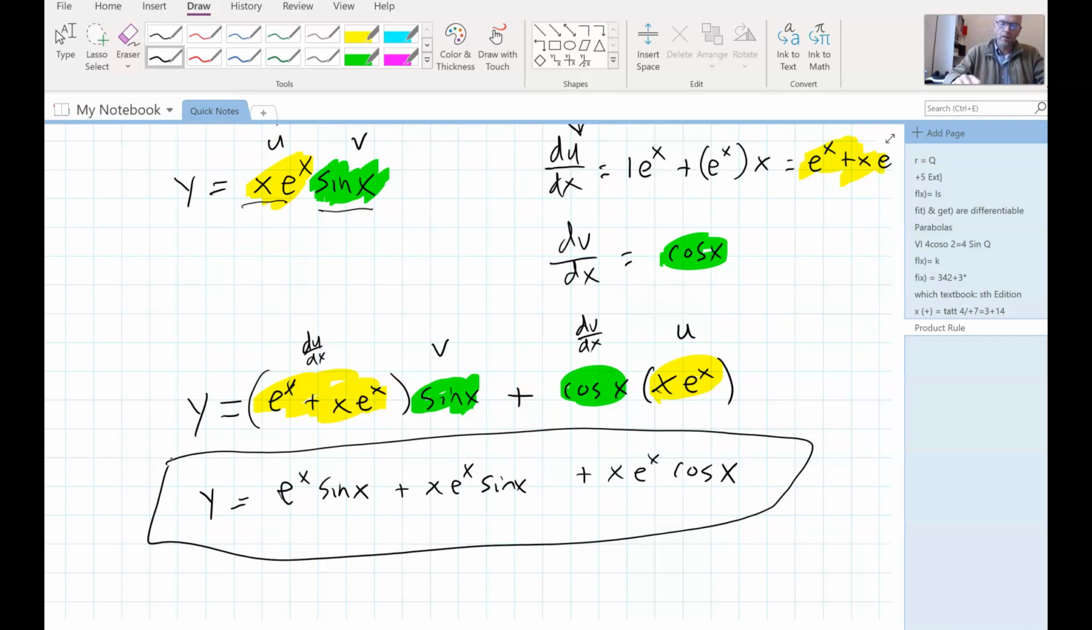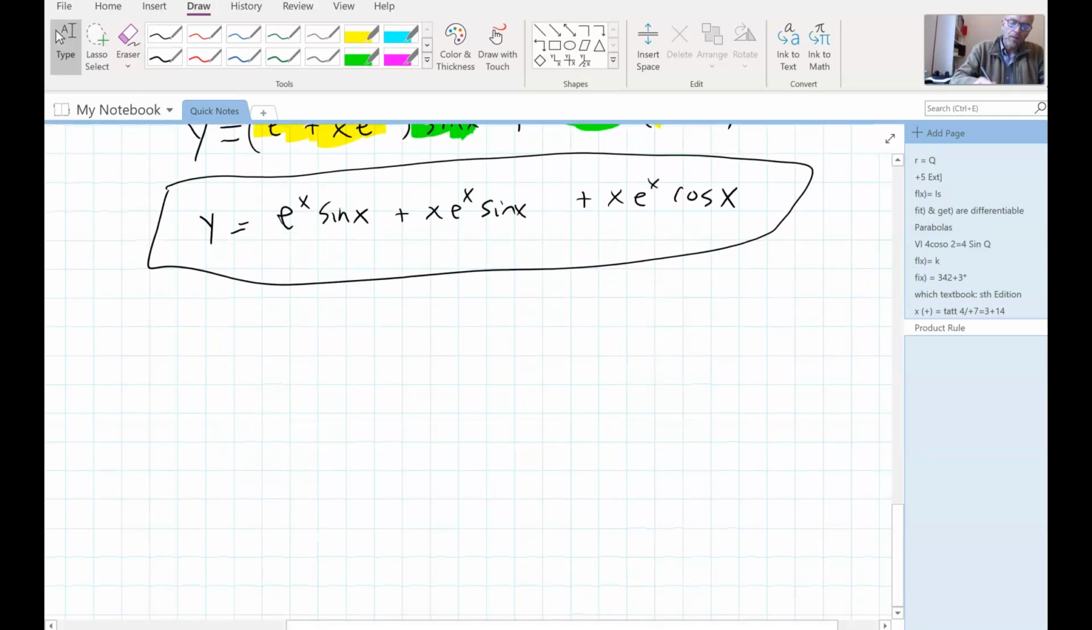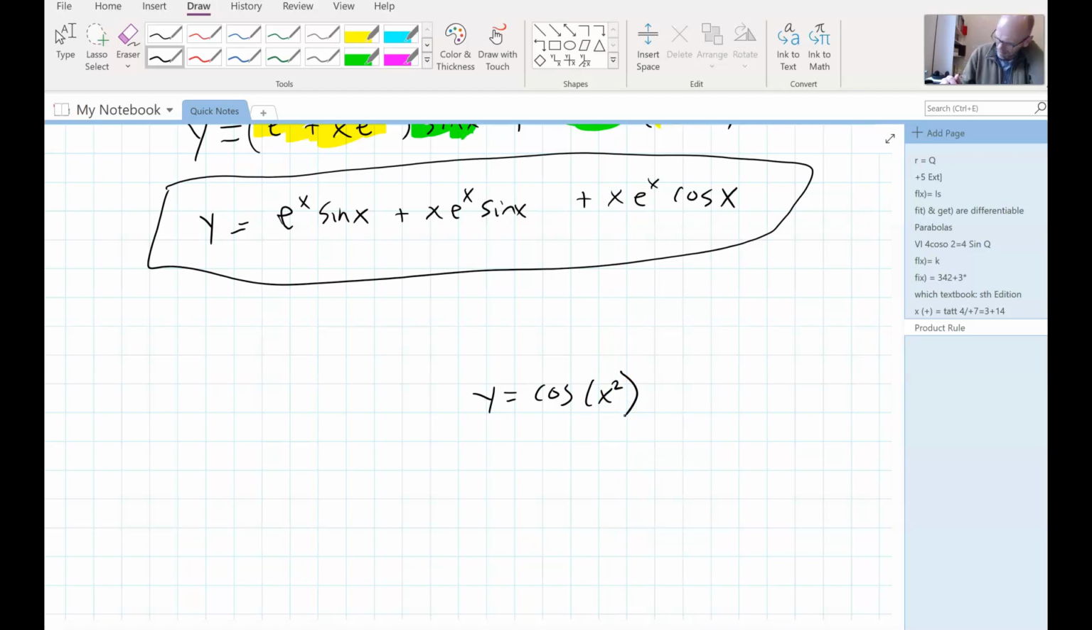Now, one thing that's not the product rule, I want to show you this. For example, what if y equals cosine x squared? There's a temptation to think that this is cosine times x squared, but hopefully you've all overcome that temptation, because we all know that cosine by itself means nothing. There has to be an argument, so it's always cosine of something. So in this case, the x squared is inside the cosine. So this is not a product rule.